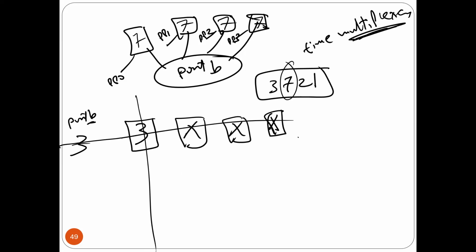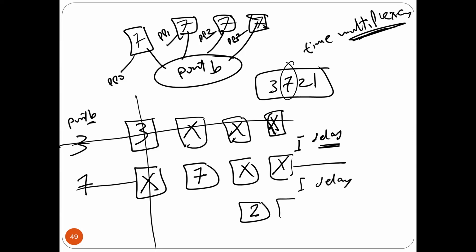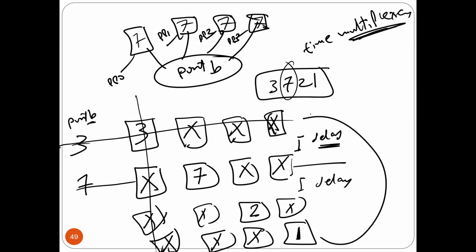Now, I wanna display 7. So after some delay, okay, I'm gonna wait some time. And then here, this one is off. I'm gonna put 7 here, and the other ones are off. So port B should have 7. Is that okay? Then after a small delay, I'm gonna put here number 2, and the other ones are off. Okay? And then after some time, I'm gonna put here number 1, and the other ones are off. Is that okay? And then go back and repeat again.